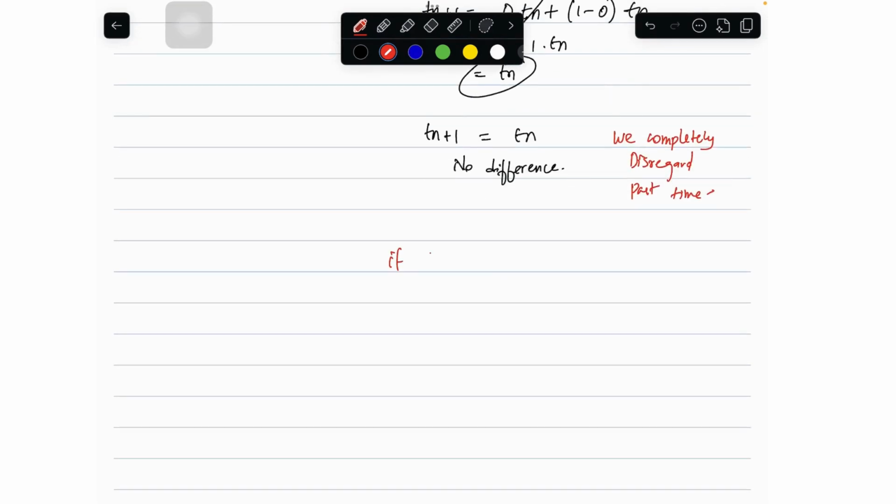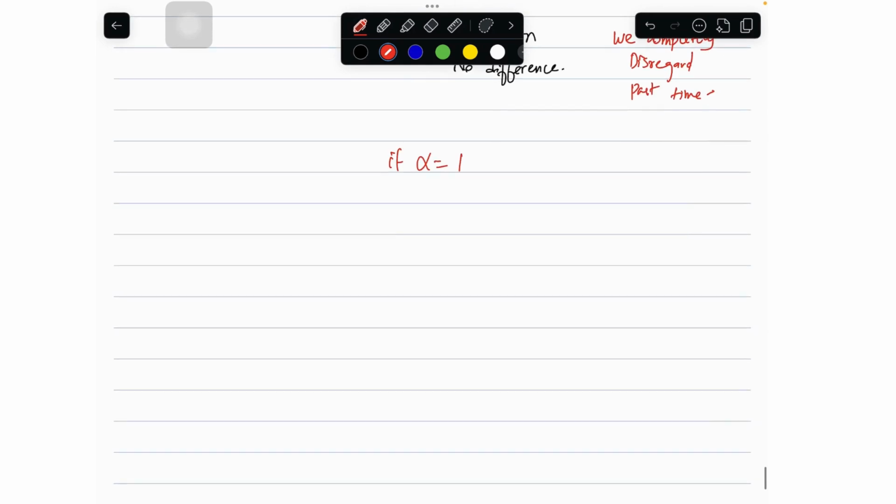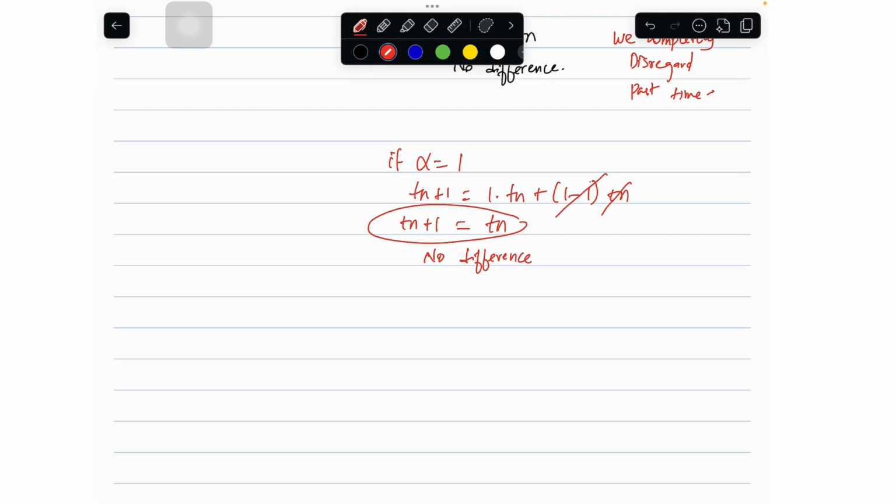What happens if alpha is equal to 1? Tn+1 is equal to 1 multiplied by Tn, plus 1 minus 1 times the past value. Since this gets 0, it gets cancelled, again giving Tn, no difference. On either of the extremes, we couldn't find any difference between the recent Tn and the past Tn. Here we completely trust the past time, which is actually not helpful.